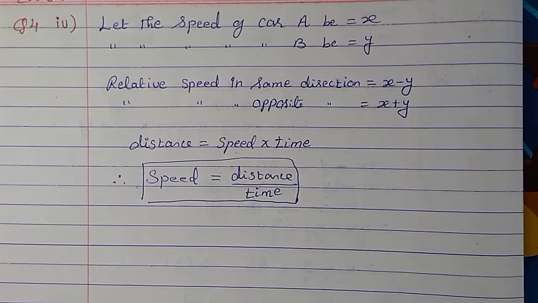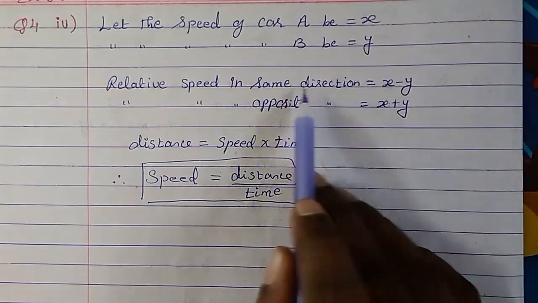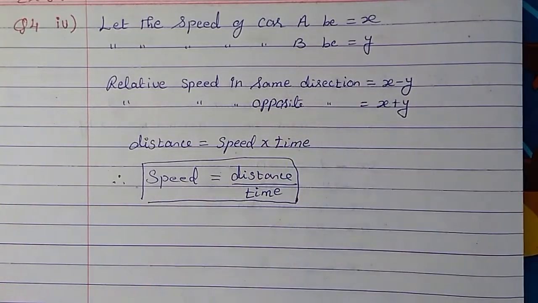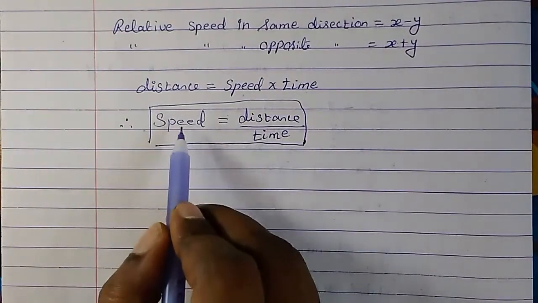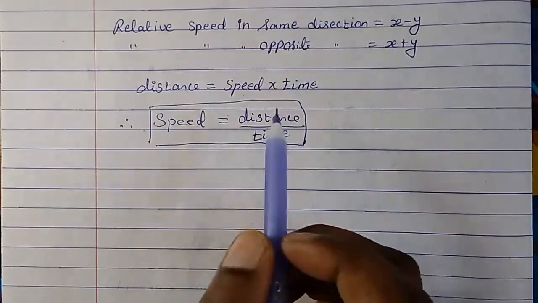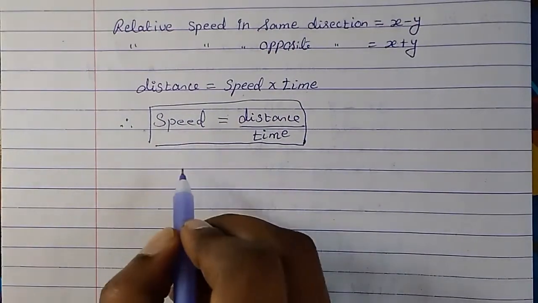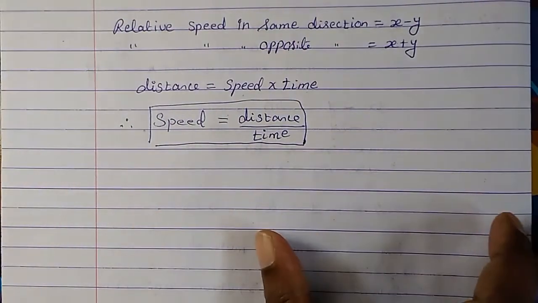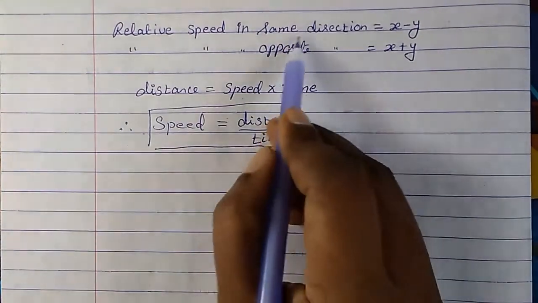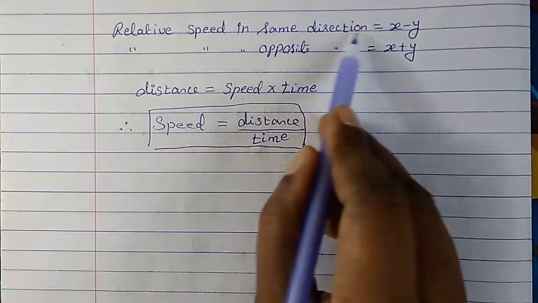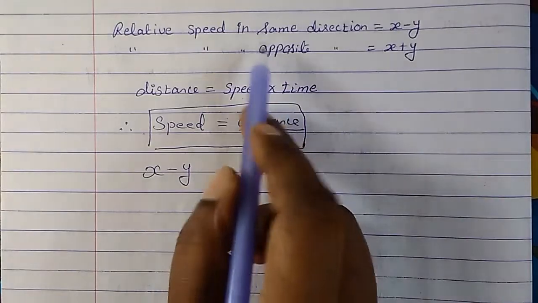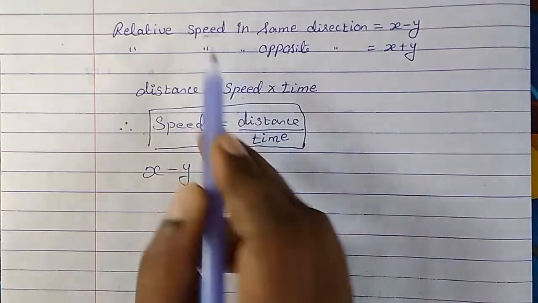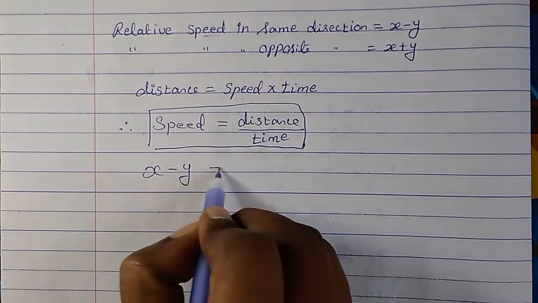The first condition: same direction. So when it was the same direction, let's put it in this formula, because we have to find out the speed of the cars A and B. So for the speed, what was the speed in the same direction? The relative speed in the same direction was x minus y. We are calculating the speed, so speed is x minus y.